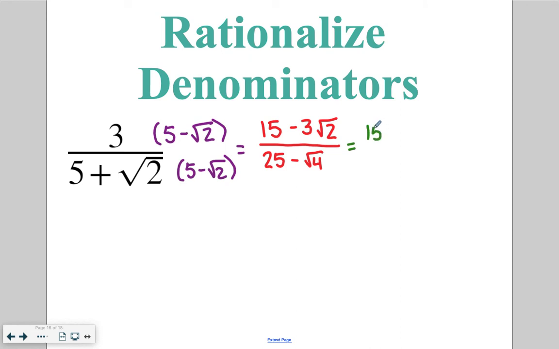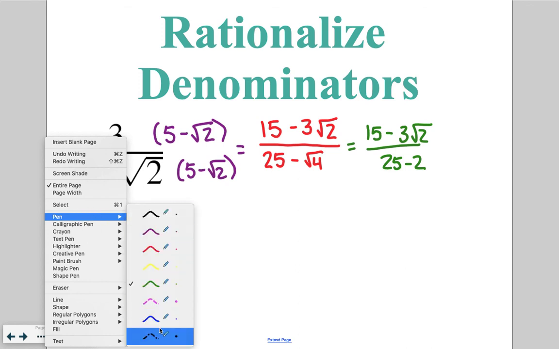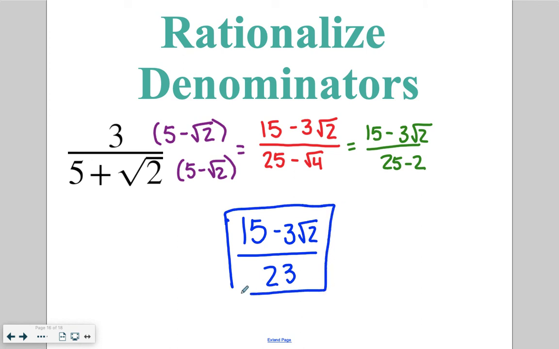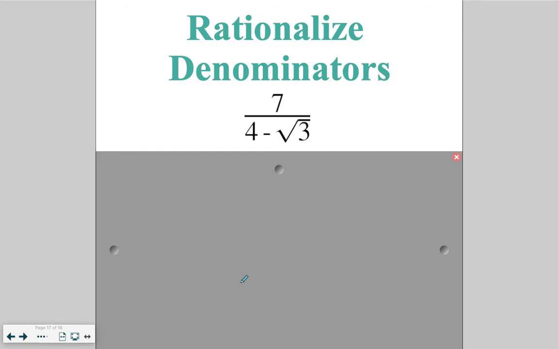So you've got 15 minus 3 square roots of 2 over 25 minus 2. And then you can finish simplifying that denominator, getting that conjugate value, doing 25 minus 2, for a final answer of 15 minus 3 square roots of 2 over 23. And that is how we rationalize a denominator if we have addition or subtraction with the square root in the bottom. Go ahead and try this one on your own.